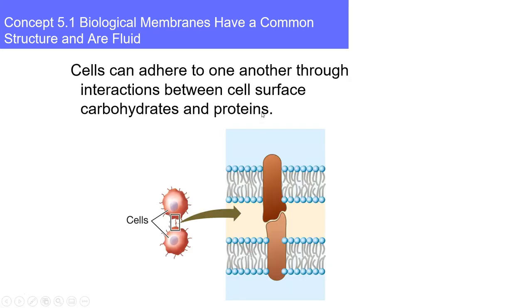Also, because of proteins, we can have cells adhering to each other to help form what we would consider a tissue, because of the interactions between the cell surface and these carbohydrates and proteins that we typically would call a glycoprotein. This allows the tissues to actually form.